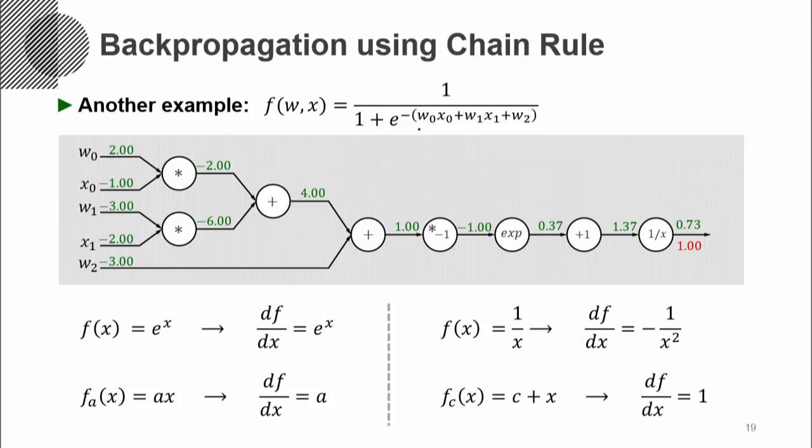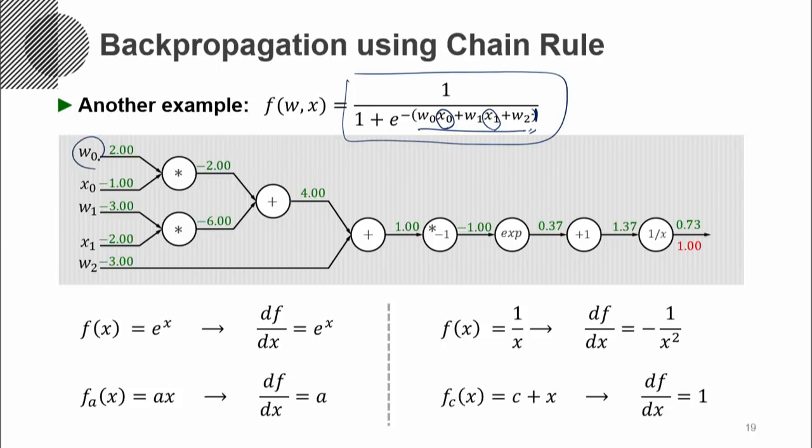In this case, we first obtain this linear combination of the input variables x0 and x1, and then possibly some bias term, and then it goes through the sigmoid function, which is defined in this form. Let's first construct the corresponding computational graph.